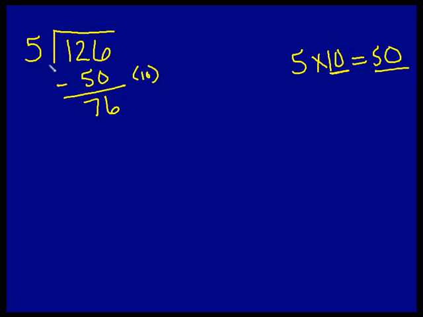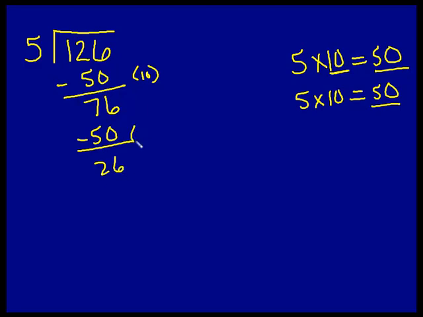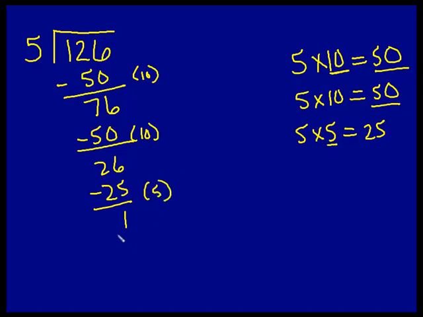Well, I know that I can still keep dividing. So I could do another 10 times, because we just said that 5 times 10 was 50. So I'm going to put this 50 here. I'm going to subtract, and I get 26, and that was another 10 times. Then I'm going to think about what I know about 5 that's close to 26. Well, I know that 5 times 5 is 25, so I'm going to subtract that out. And I have 1 left over, and I did that 5 times, so I'll put that in parentheses. This number is now smaller than the 5.